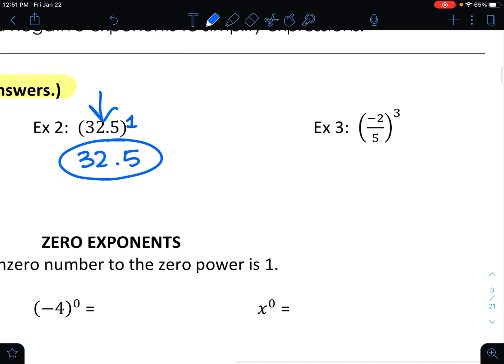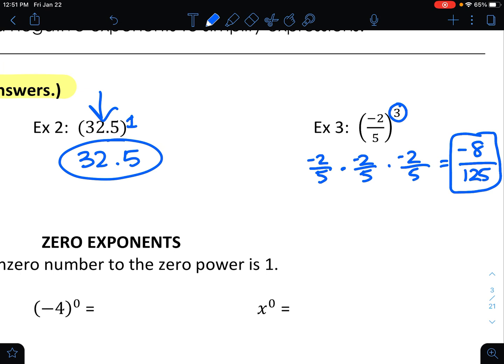Okay, number 3. I have 3 sets of negative 2/5. So I'm going to take negative 2/5 multiplied by a second negative 2/5 multiplied by a third. So let's just multiply across the top. Negative 2 times negative 2 is 4. 4 times negative 2 is negative 8. 5 times 5 is 25. 25 times 5 is 125. So our last one here is negative 8 over 125. So this is a better example of no decimals. We just want to leave it as that fraction.